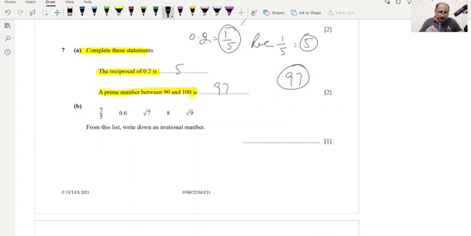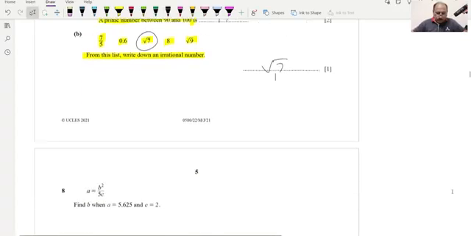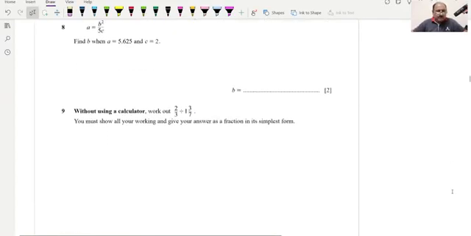Then comes the B part: 7 by 5, 0.6, under root 7, 8 and under root 9. From the list, write down an irrational number. So rational numbers are the numbers which can be written in p over q format, and the numbers which cannot be written in p over q format are known as irrational numbers. So under root 7 is an irrational number which cannot be written in p over q format. So we can move to question number 8.